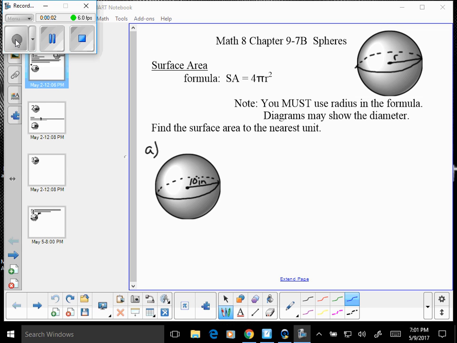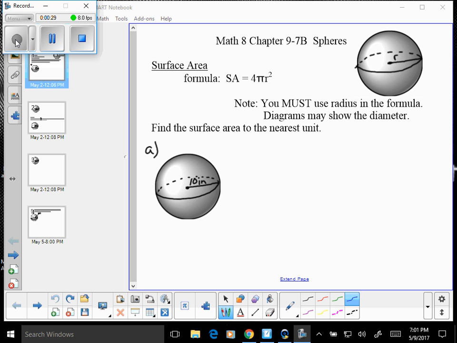Okay, class, we're going to be working with chapter 9.7b today, and we're going to be working with spheres. The surface area formula is 4 times pi times the radius squared. Now, note that you must use the radius in the formula, and like usual, you've got to be careful, because sure enough, the diagrams may often show you the diameter.